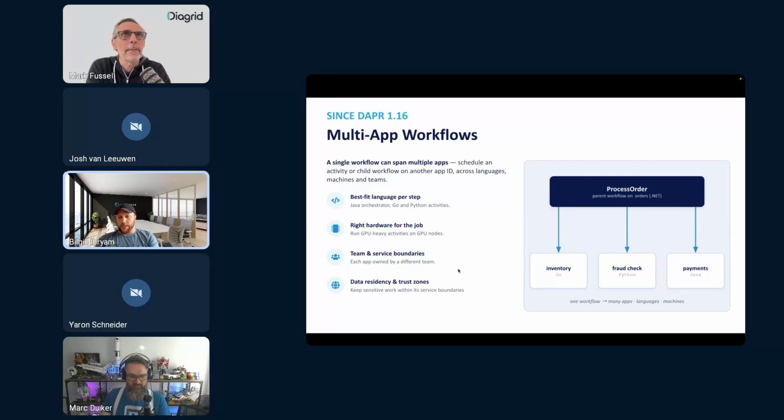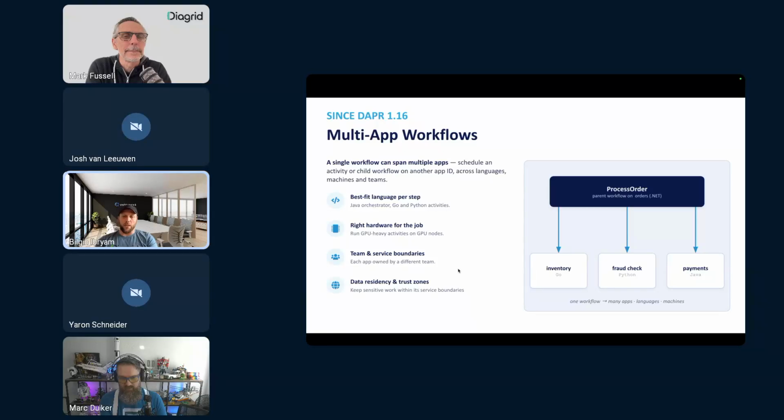Reasons could be, for example, that some part of the application might be better implemented in a different language because there is a better ecosystem. For example, you may run part of this process order workflow I'm showing in .NET. The fraud check can be in Python with some machine learning libraries, or the payment part can be in Java, the inventory part in Go, etc. So you can implement the business process in different languages.